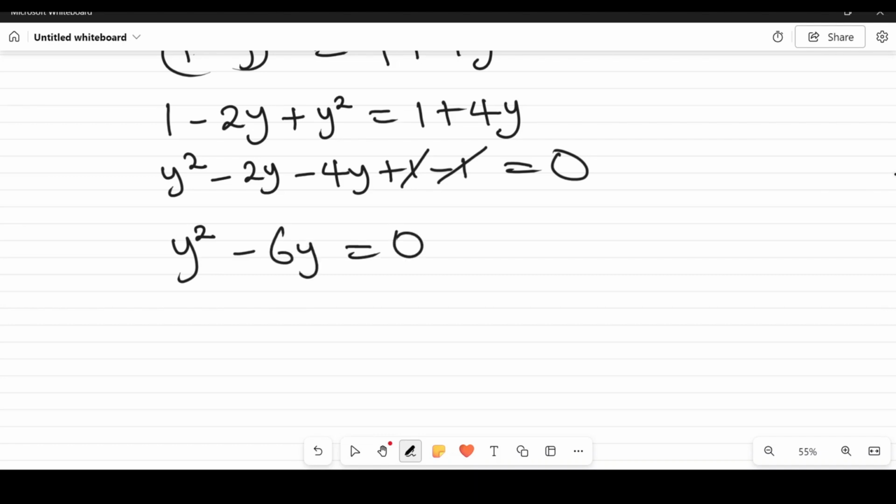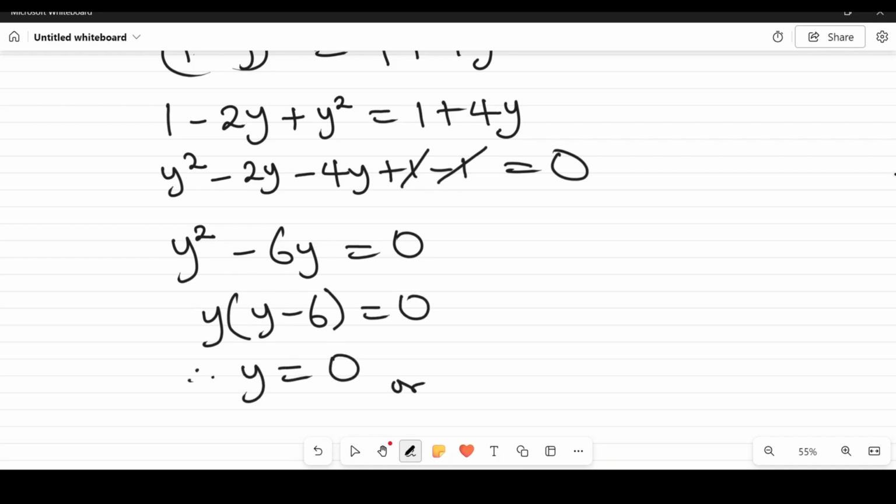At this point, for my left hand side, I can factor out y. I will have y times y minus 6 equal to 0. So therefore, y is equal to 0, or y minus 6 is equal to 0. So y is equal to 6. Now we have obtained the values of y. We have to also obtain the values of x. So we substitute y into equation 3.